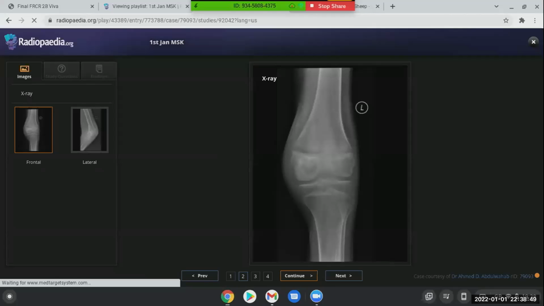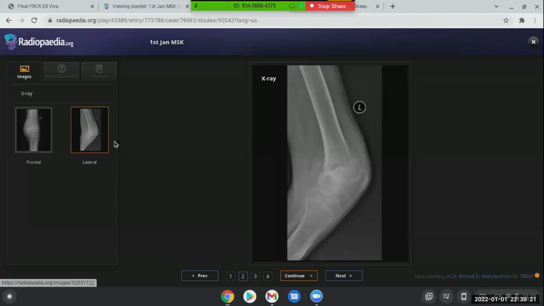Let's see, just the lateral, if you don't mind. Can you see? Could be kind of enlargement in the femoral condyles, and with ill-defined mixed lytic and sclerotic changes in the medial femoral condyle. I'm sorry, I cannot give any more explanation for this case.